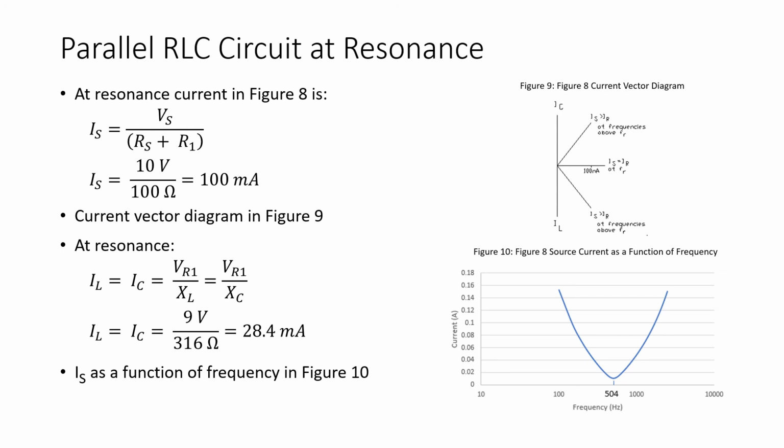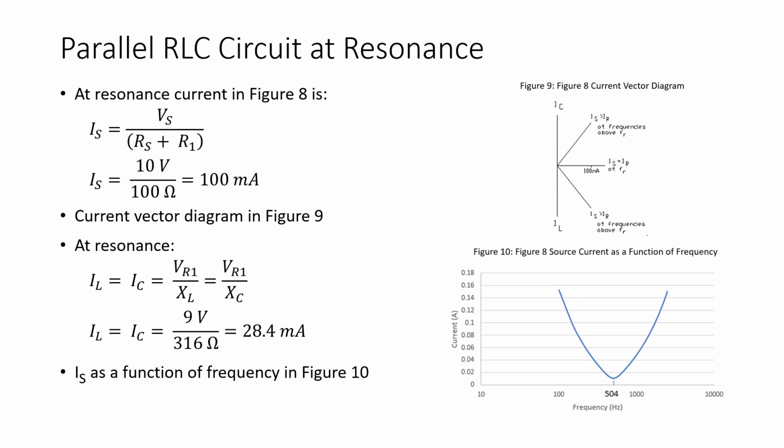Again, note that in the plot of figure 10, the x-axis is plotted on a logarithmic scale, and this is done to provide a more symmetrical curve for the source current.